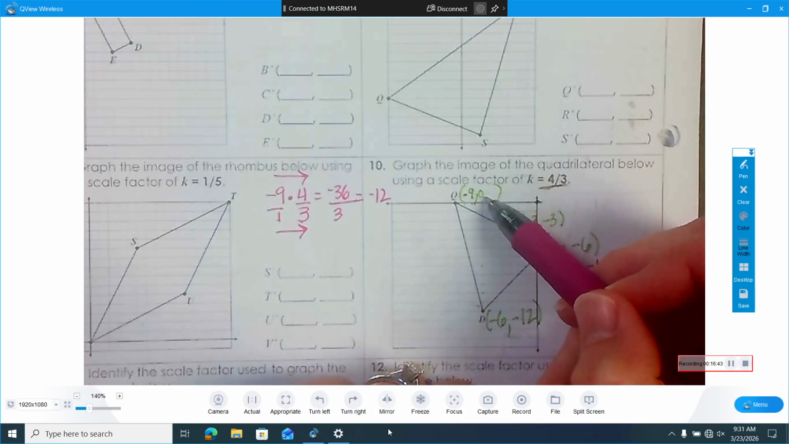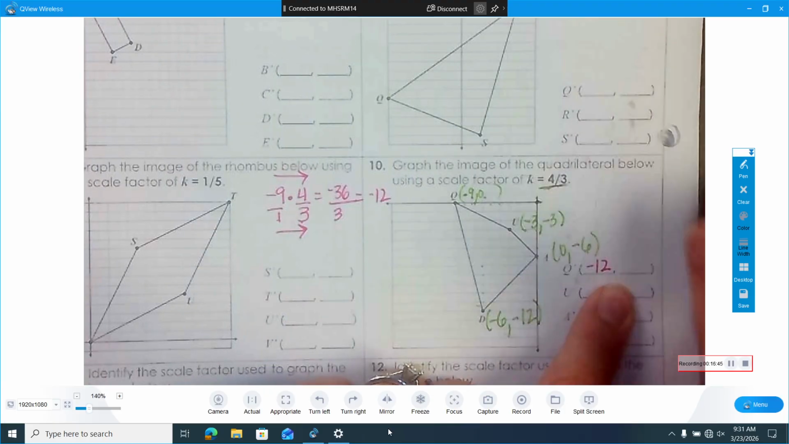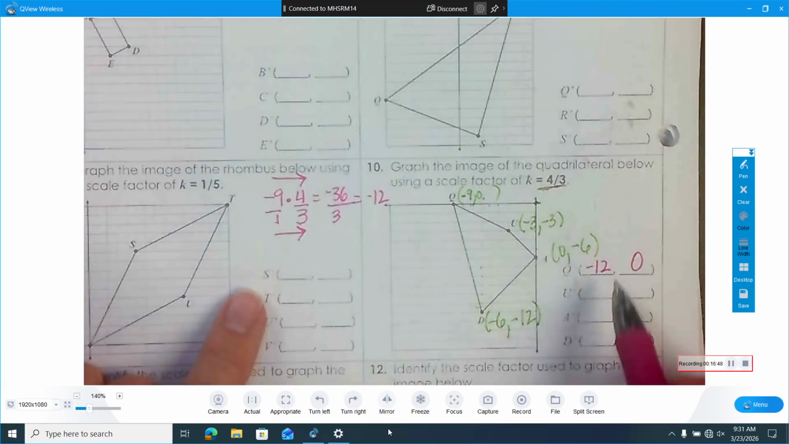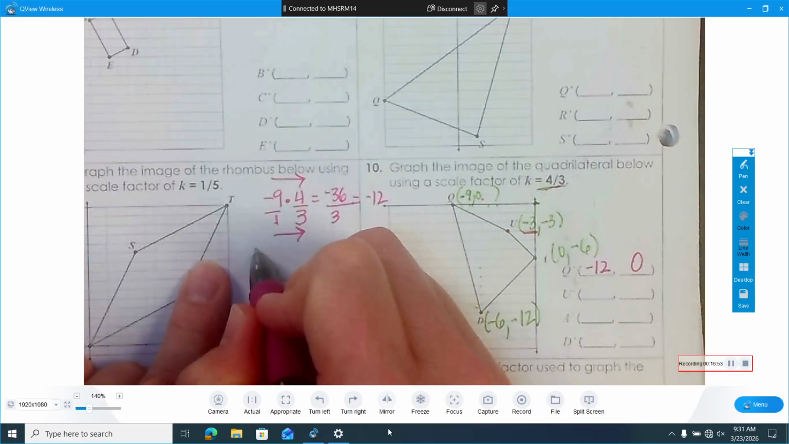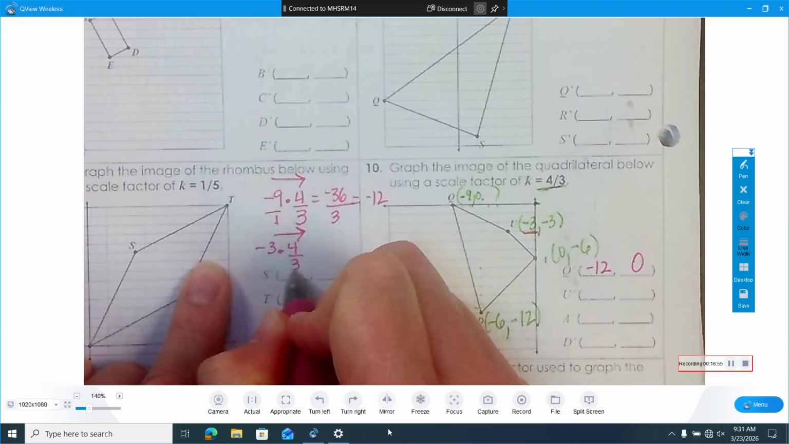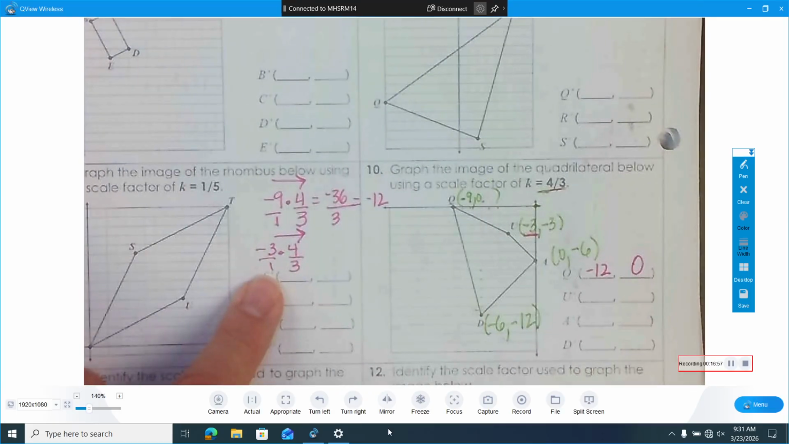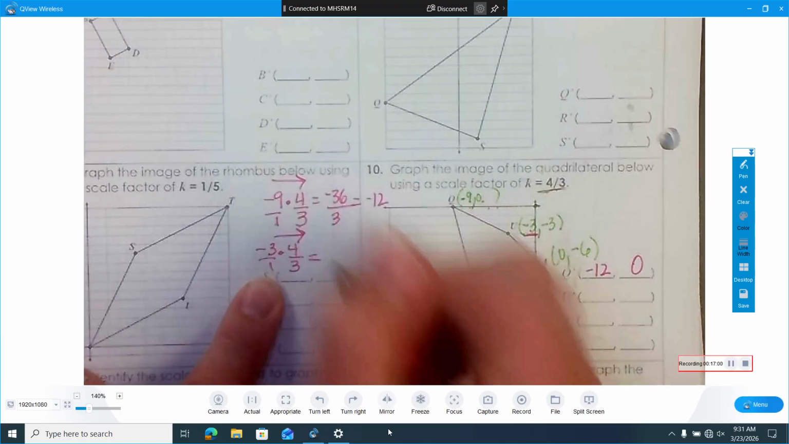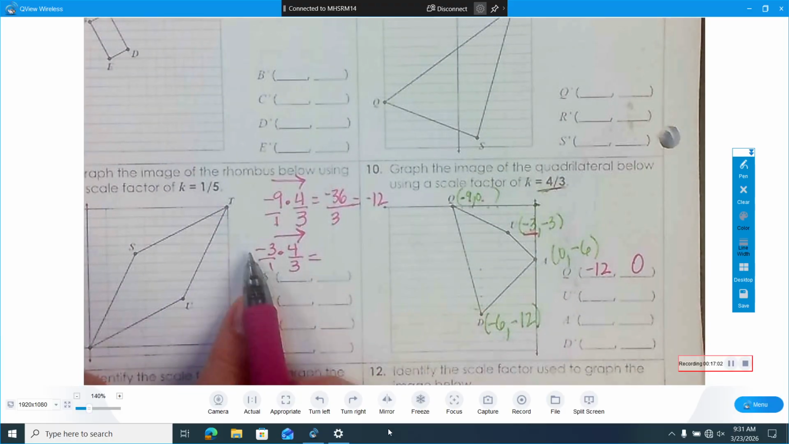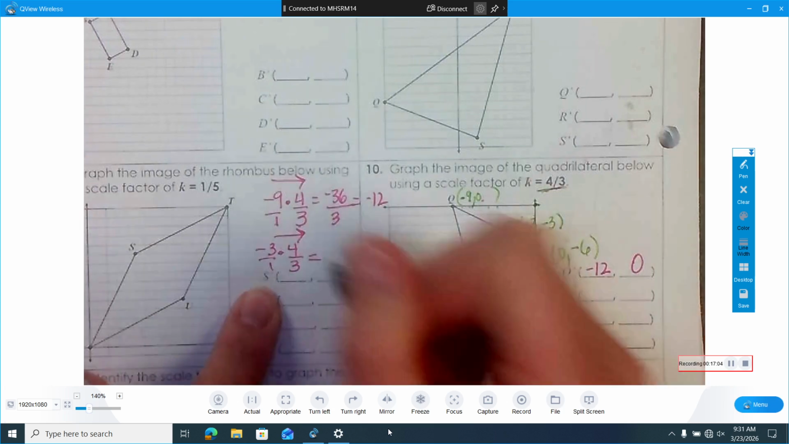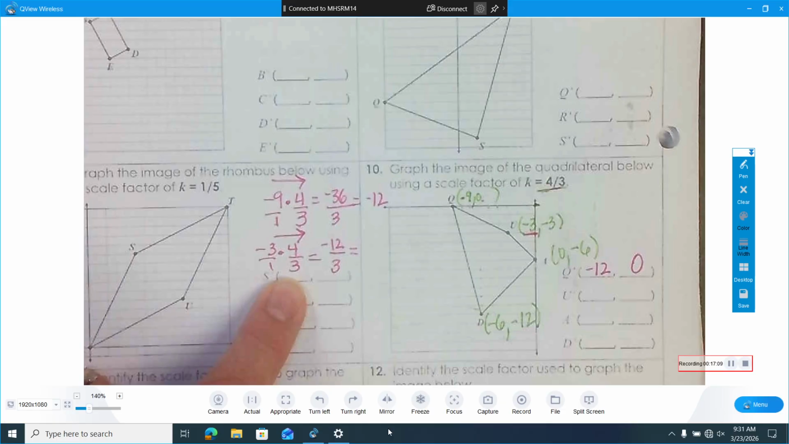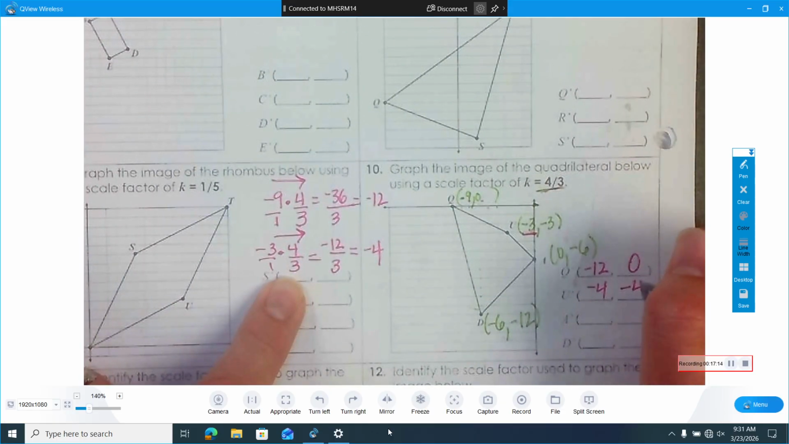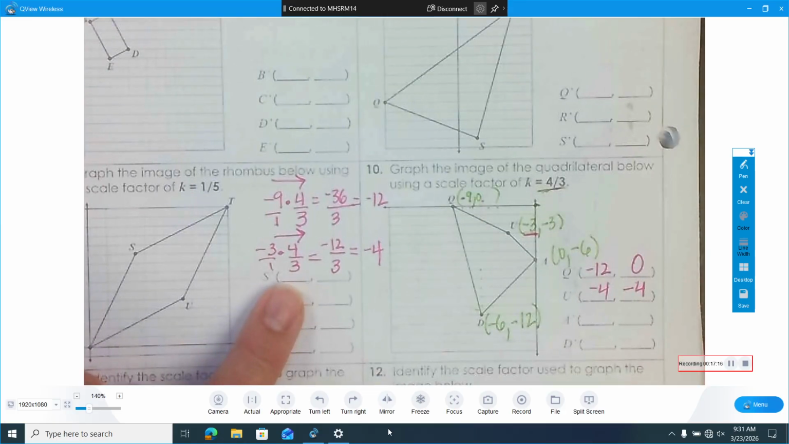What is 4/3 of 0? Still just 0. Okay, good. All right, U, we have -3. So I need to do -3 times 4/3. Again, that's a -3 over 1, and we're just going to multiply straight across. What is -3 times 4? -12 over 3, which is -4. So again, not too challenging. Those are both going to be -4.